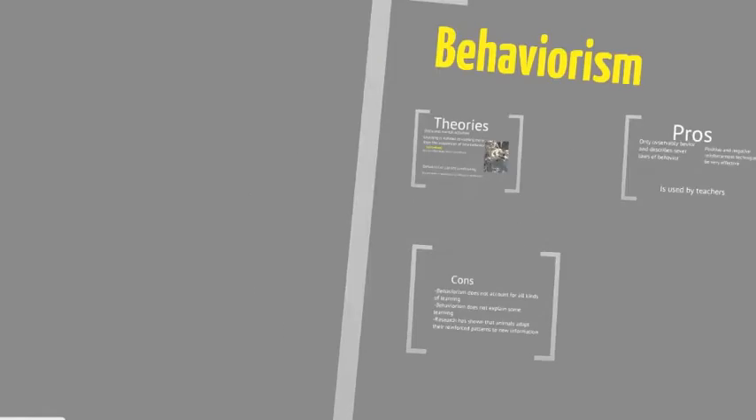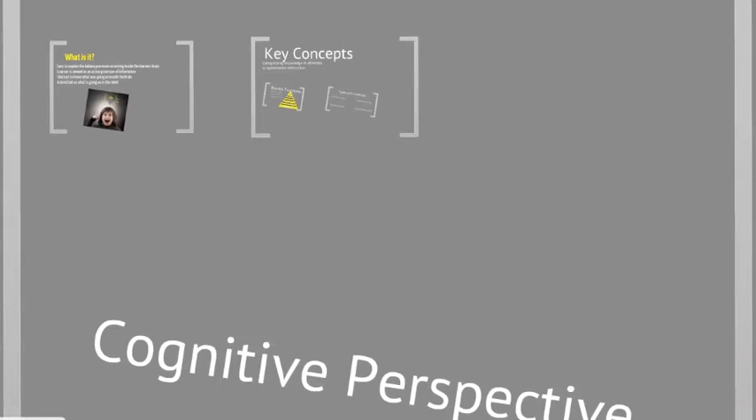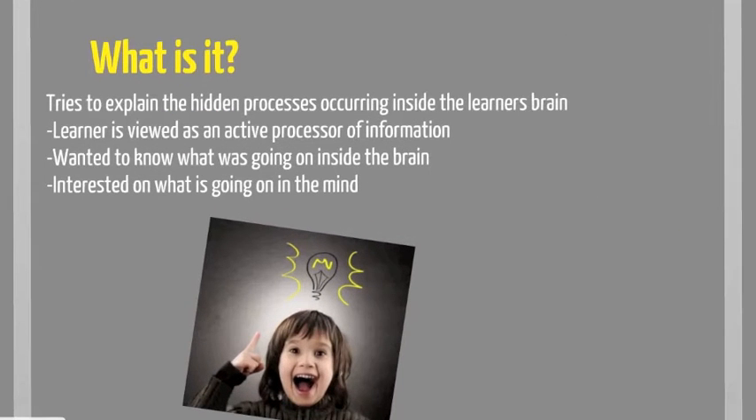The next approach is the cognitive perspective. What it is, it tries to explain the hidden processes occurring inside the learner's brain. The learner is basically viewed, as Professor Dickey said, as a computer, and they are processing information constantly. The information processing perspectives on learning still consider reinforcers important, and it also explains the role of reinforcers as providing feedback about whether engaging in a new behavior is a good idea or not.